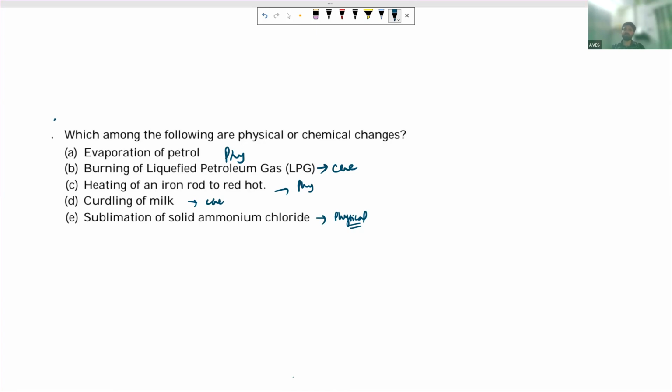Heating of iron rod to red hot. When you heat it to red hot, Fe reacts with oxygen and forms Fe3O4. So this is also a chemical change. Got it? Yes, sir. Next.